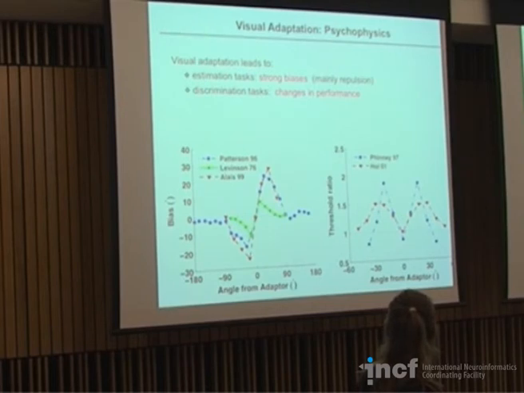So you're biased away from the adapter. And in terms of discrimination, you are mostly going to be worse around the adapter, not at the adapter, but around the adapter. So there are different studies, but you can see there are very specific patterns of results that you can then try to predict with a model in terms of, again, bias and discrimination threshold.